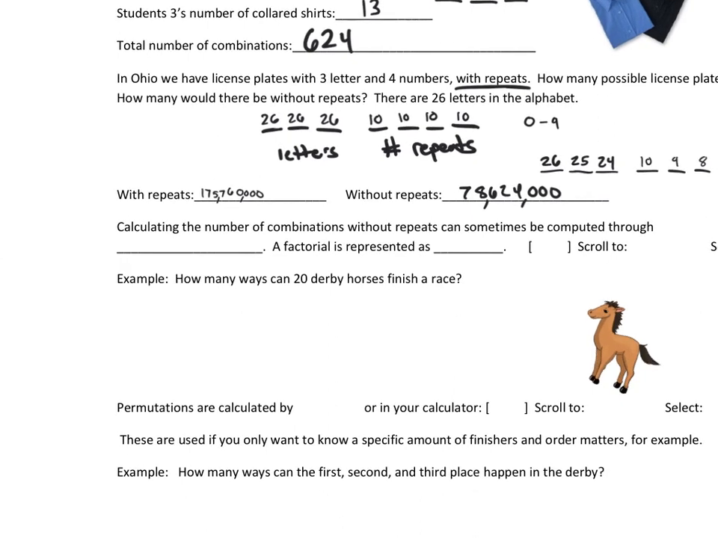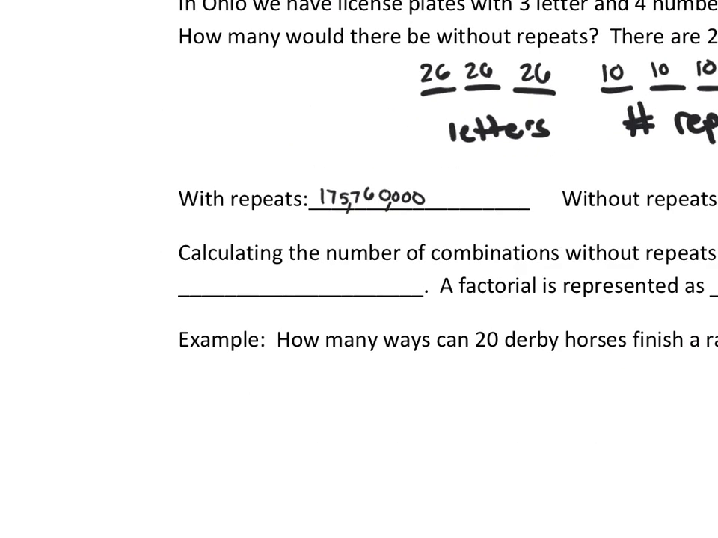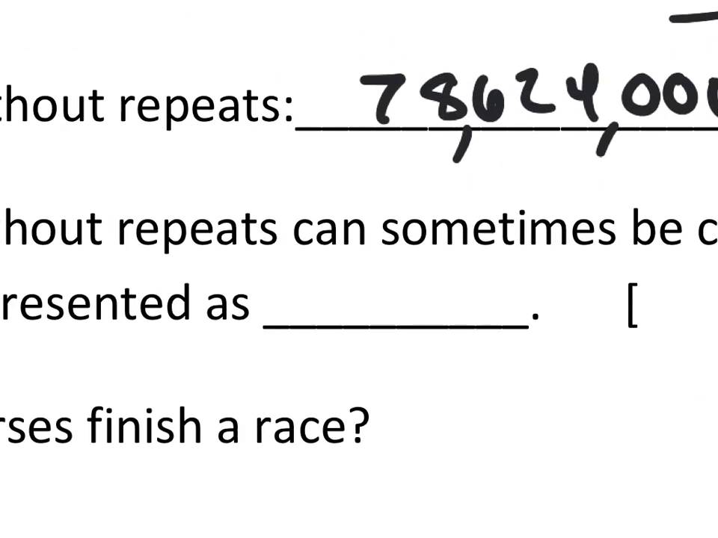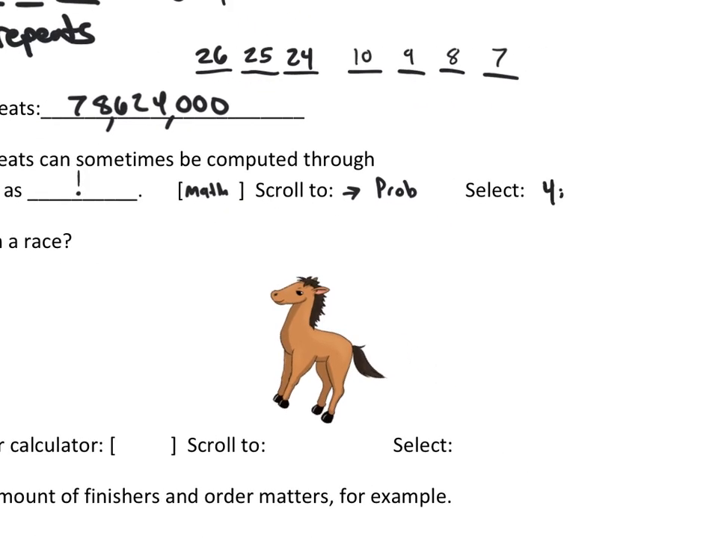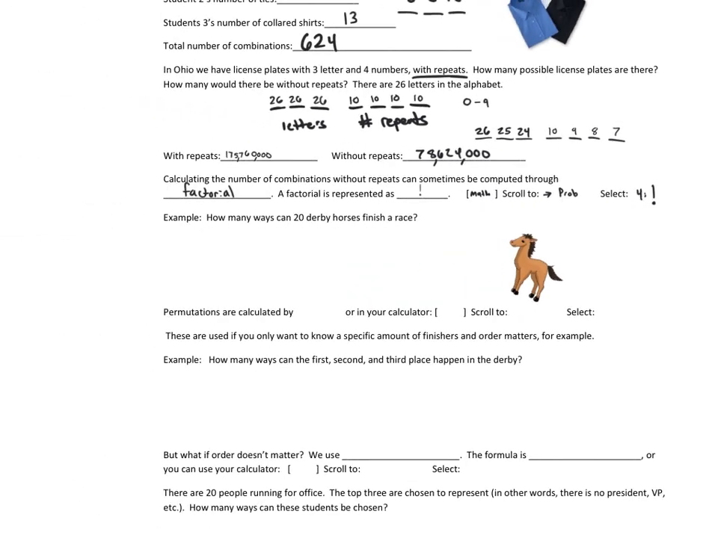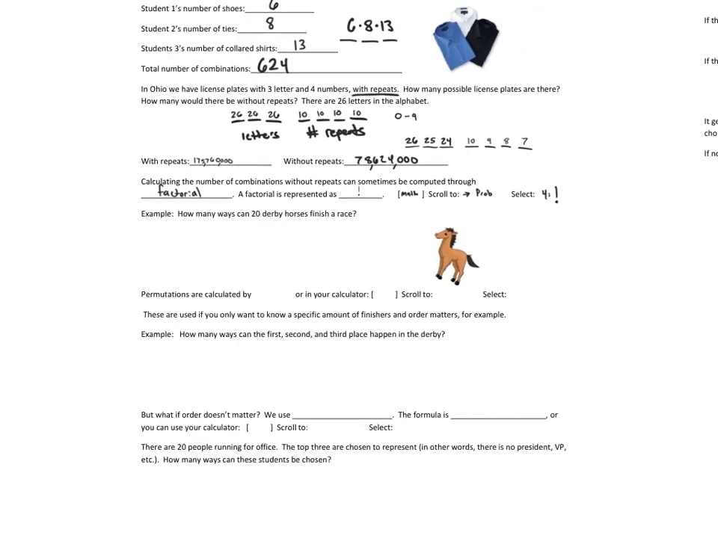So calculating the number of combinations without repeats can sometimes be computed through what's called a factorial. A factorial is represented as, and you may have seen it before, an exclamation mark. It's an option in our calculator. If we hit the math button and scroll to the right to where it says prob, which is probability, you'll select option 4, which is the exclamation mark. And here's what it does for us.